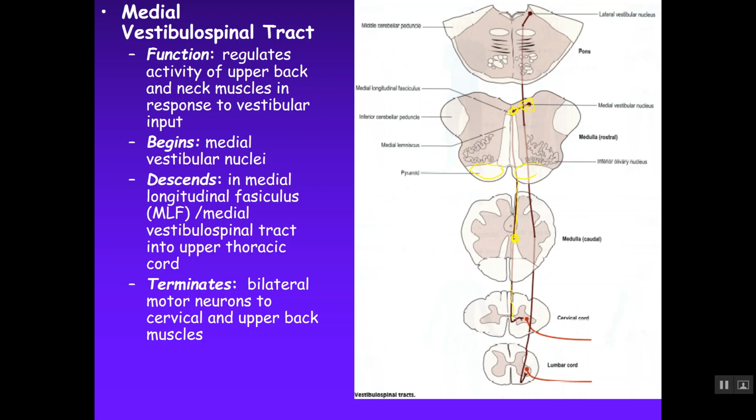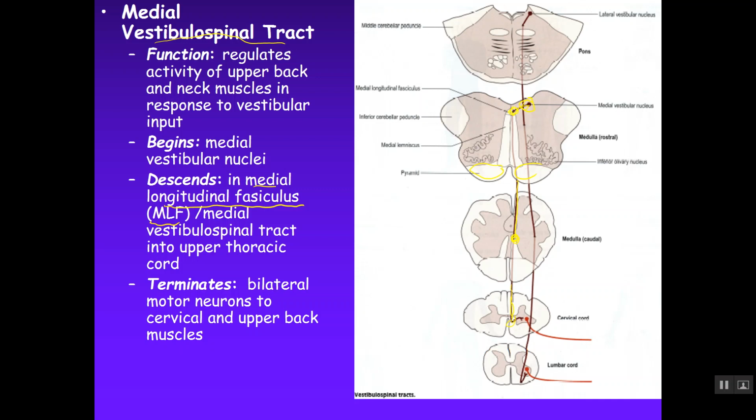And even sometimes in the spinal cord, they'll still call it the MLF. Some texts will call it the MLF all the way into the spinal cord. But texts like the one in your Crossman book, well, once it's in the spinal cord, it'll call it the medial vestibulospinal tract. Okay? But it starts off in the brainstem in the medial longitudinal fasciculus.